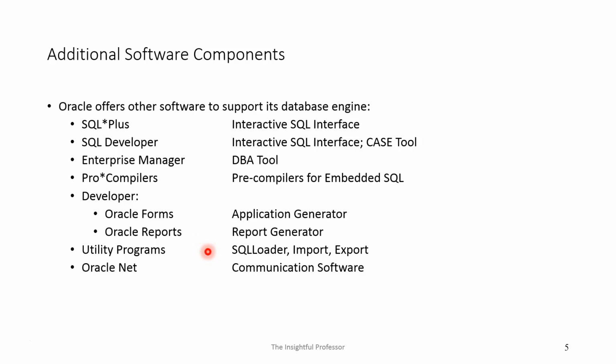Utility programs. Most database management systems provide capabilities like this. Oracle has a load utility, which they call SQL Loader, which allows you to take data that exists outside the database and bring it into tables in your database and populate those tables. There's also an import and an export utility. These can be used for moving data around and also for doing kind of logical backups. Oracle Net is communication software, and this is very good if you're dealing with client server, which most people are, and distributed database. So again, additional software that's available to you in the Oracle world.